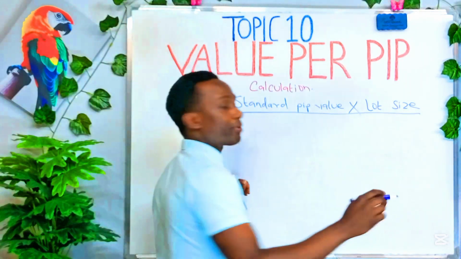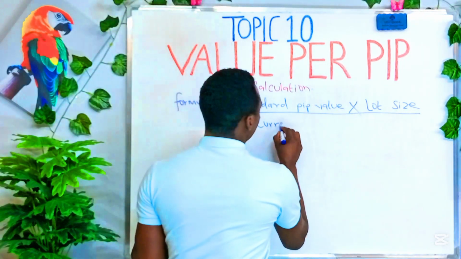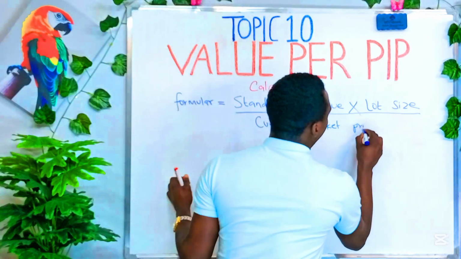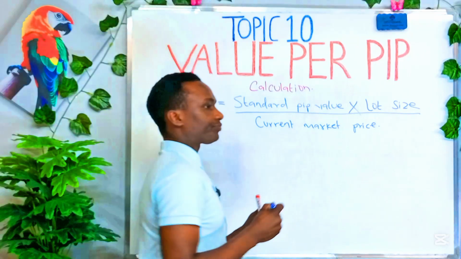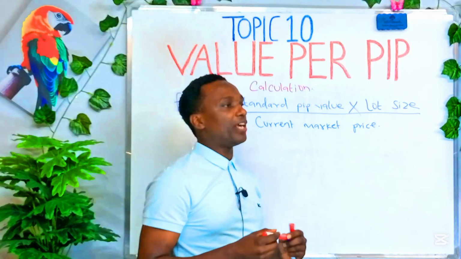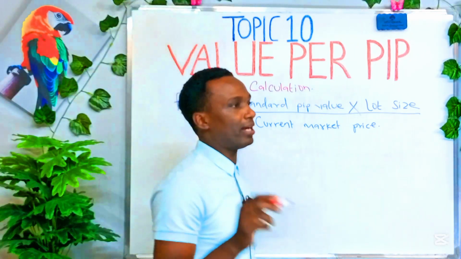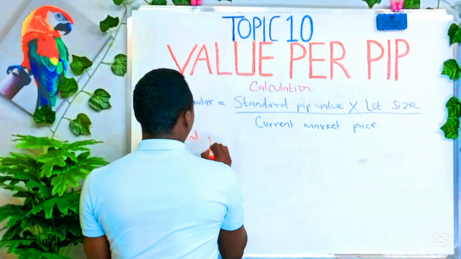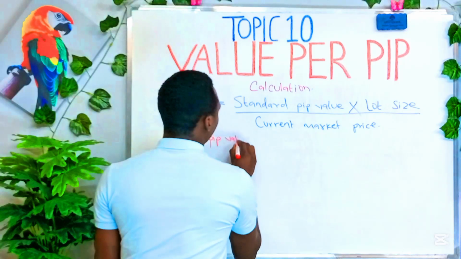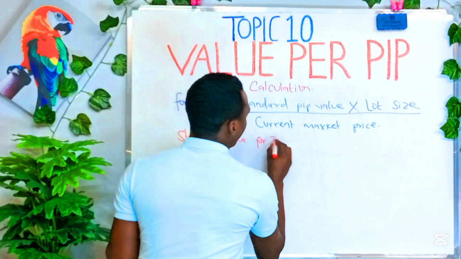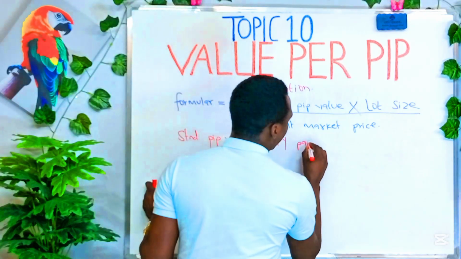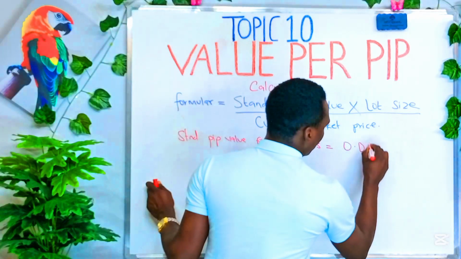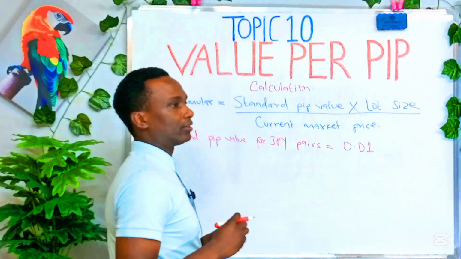Current market price. All right? Good. So we say for JPY pairs, the standard pip value is 0.01. All right? Yes. Good.